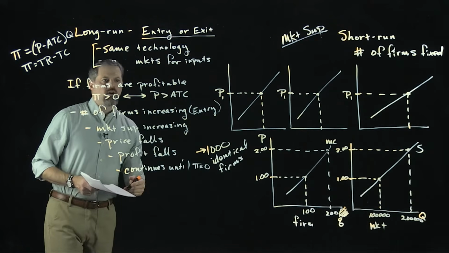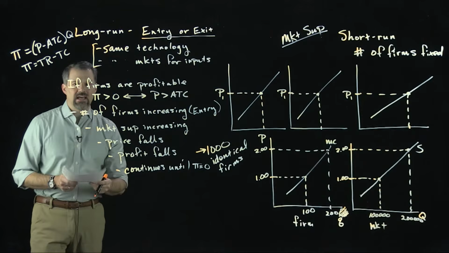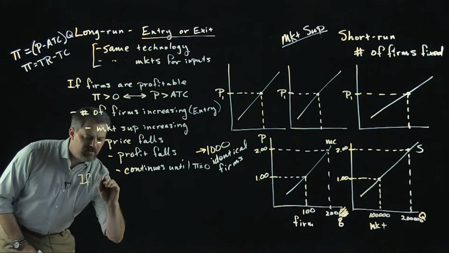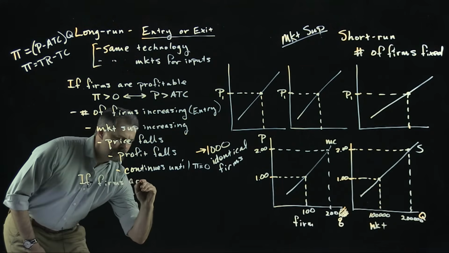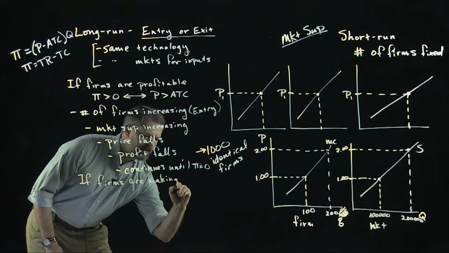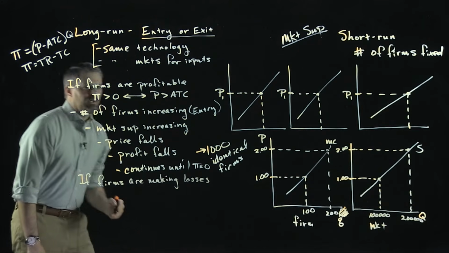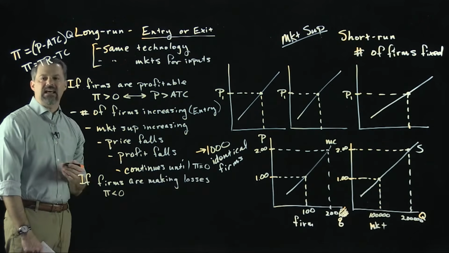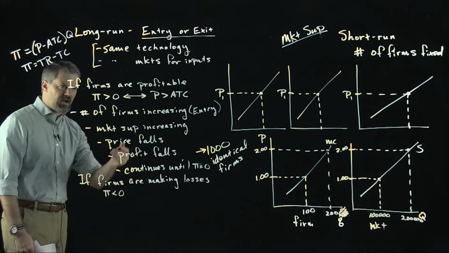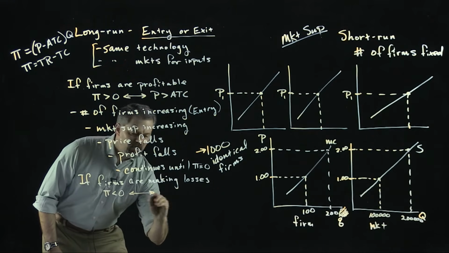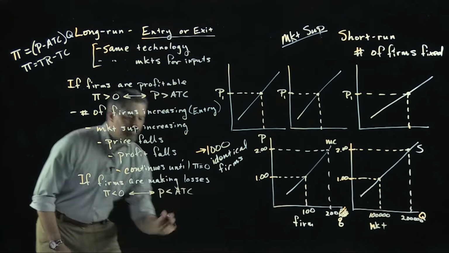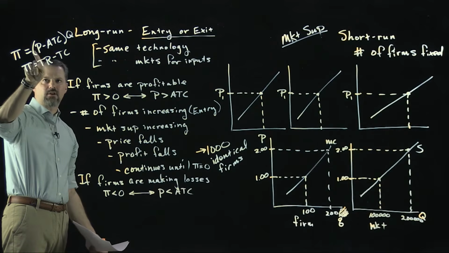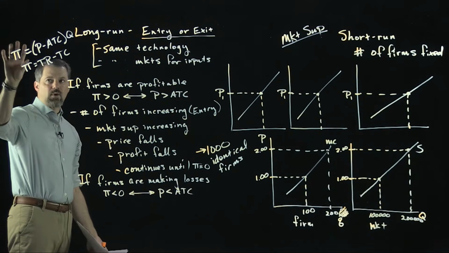Let's think about what now happens if profit is negative. So if firms in the market are making losses, then what we're saying there is that profit is less than zero. Profit is negative. That's what a loss is, a negative profit. And of course that happens when price is less than average total cost. So you can see that if price is less than average total cost, then this term is bigger than that term and this whole thing is negative. So our profit will be negative.